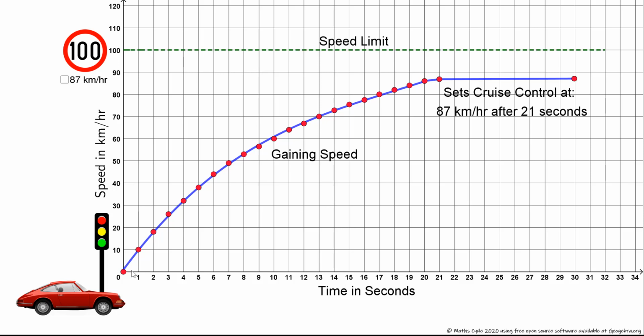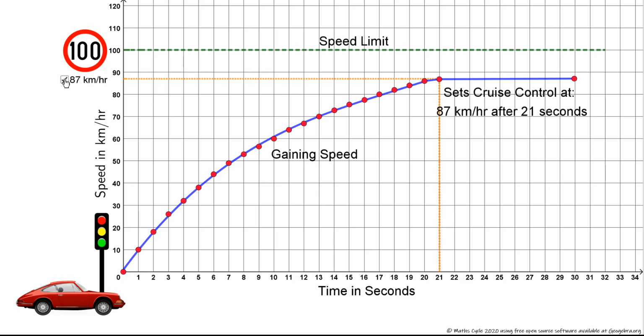Now if a car is starting from a set of traffic lights, think about it. It will take some time for the speed to build up. So the car is gaining speed from 0, and that's represented on our graph as a curved shape as it keeps gaining speed. Okay? And then here we can see it took 21 seconds to build up to a speed of 87 kilometers per hour.